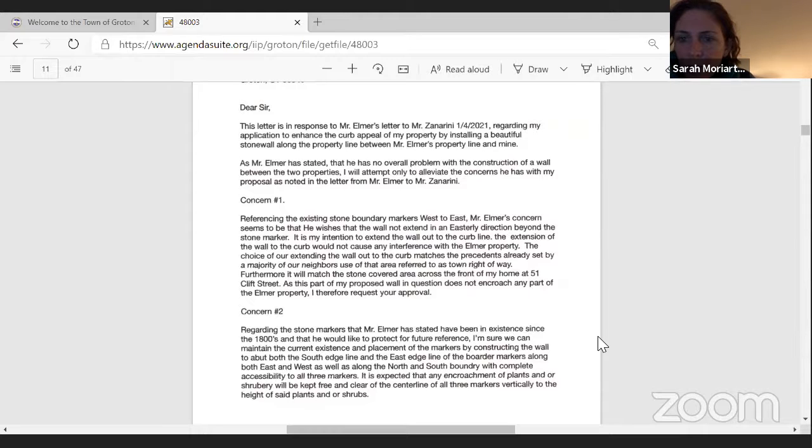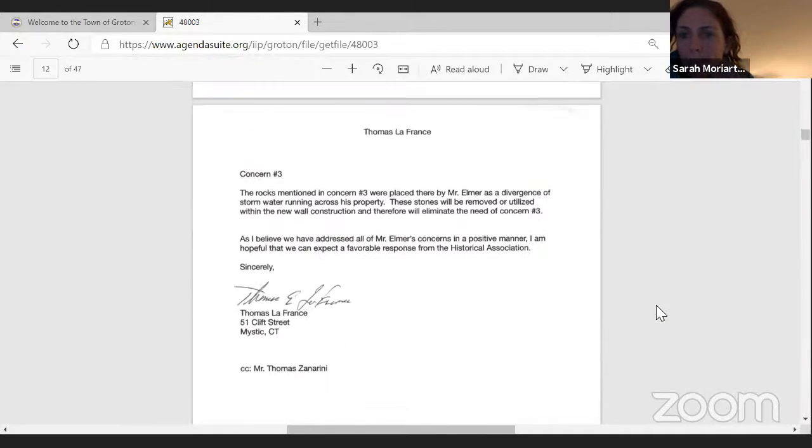As this part of my proposed wall in question does not encroach on any part of the owner's property, I therefore request your approval. Concern number two, regarding the stone markers that Mr. Elmer has stated have been in existence since the 1800s and that he would like to protect for future reference: I'm sure we can maintain the current existence and placement of the markers by constructing the wall to abut both the south edge line and the east edge line of the border markers along both the east and the west, as well as along the north and the south boundary, with complete accessibility to all three markers. It is expected that any encroachment of plants and or shrubbery will be kept free and clear of the center line of all three markers vertically to the height of said plants and or shrubs. Concern number three, the rocks mentioned in concern number three, replaced there by Mr. Elmer as a divergence of the stormwater running across his property, will be removed or utilized within the new wall construction and therefore will eliminate the need for concern number three.